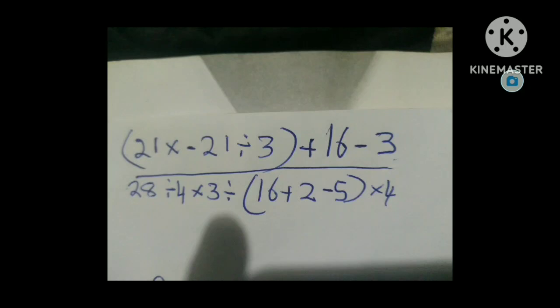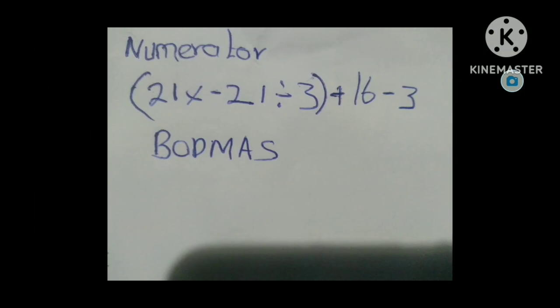has a numerator and a denominator. What you do first is you separate these two, solve the numerator first, and then solve the denominator second. So that is what we shall do in this case. The numerator, this is the numerator, into bracket 21 times negative 21 divided by 3 plus 16 minus 3.